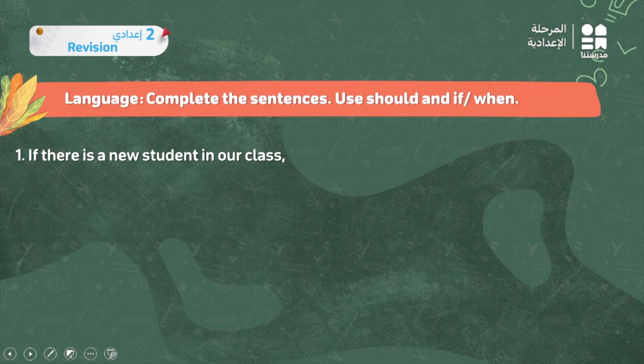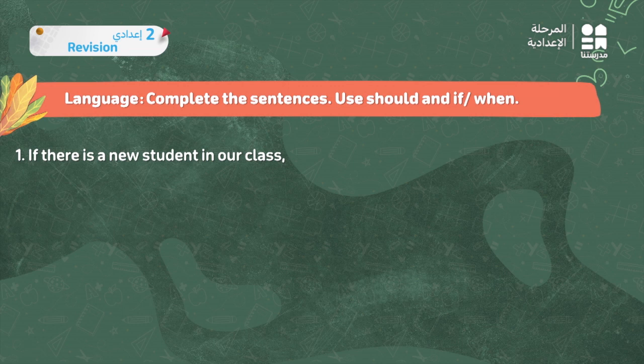So after explaining what's meant by if conditional with prediction or with advice, let's now practice what we have been exposed to. Let's now solve what we have explained. Complete the sentences, use should and if or when.